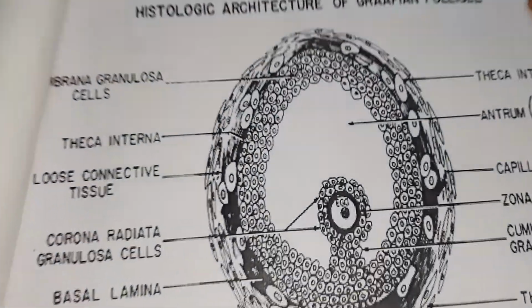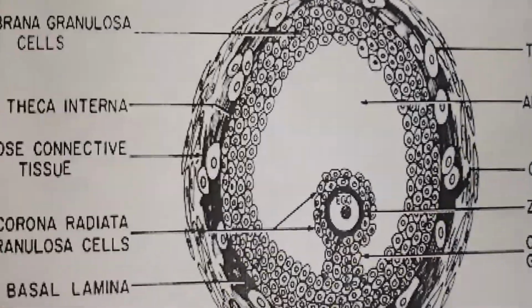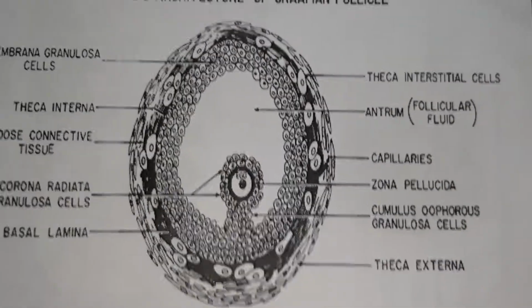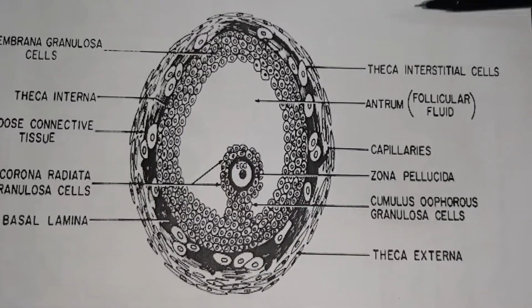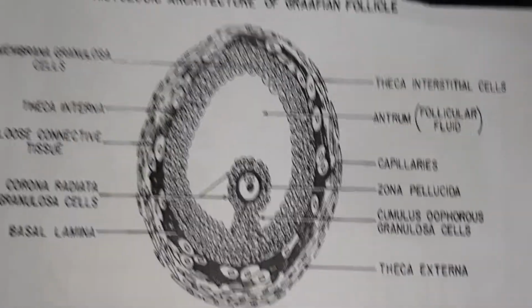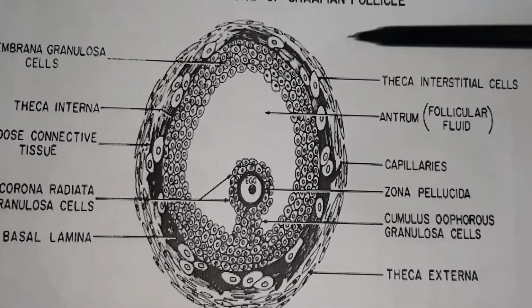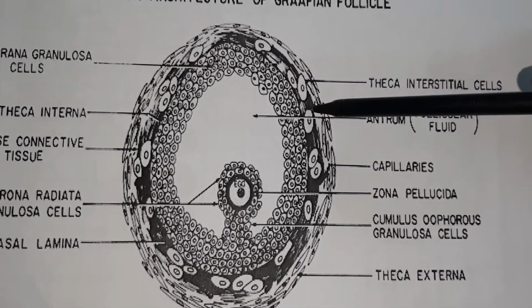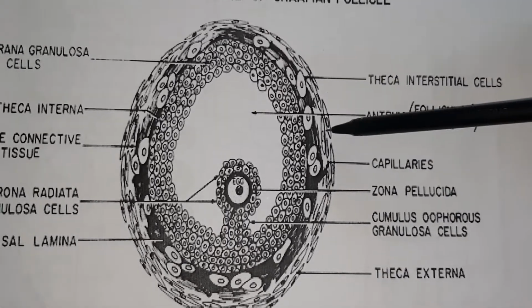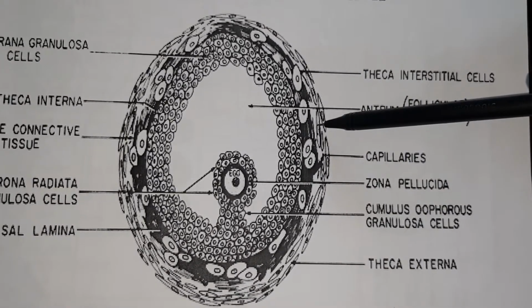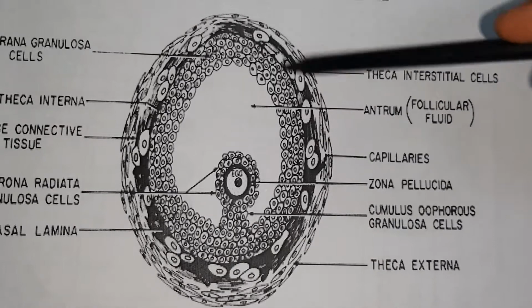So this is the diagram of the Graafian follicle. Here in the Graafian follicle, you can see the different layers of granulosa cells. First, let me explain. The outermost covering of the Graafian follicle is known as the theca externa, and the inner one is known as the theca interna. Theca externa has connective tissue, mostly collagen fibers. It is protective in function.